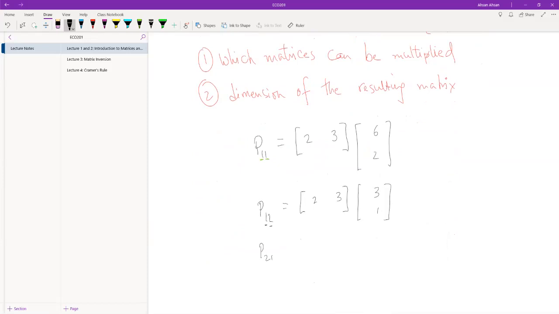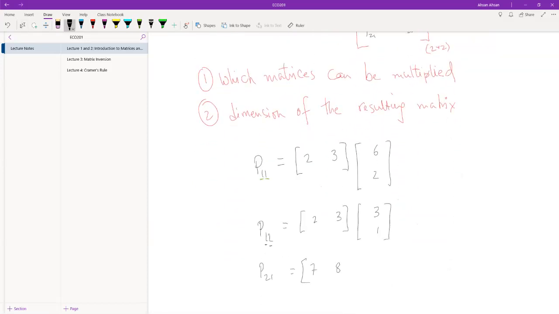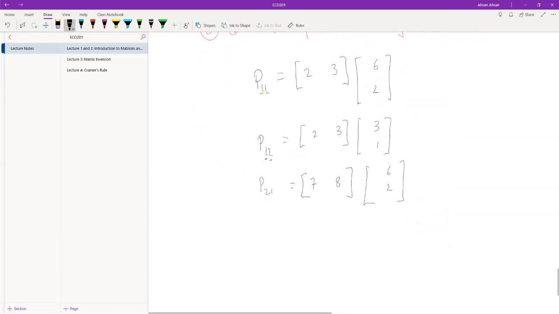Let's move to P21. 2, 1. What does 2, 1 tell us? Second row, first column. Second row of the first matrix, 7, 8, multiplied by first column of the second matrix. And finally, we have P22, 2, 2, second row, second column. Second row of the first matrix multiplied by the second column of the second matrix.